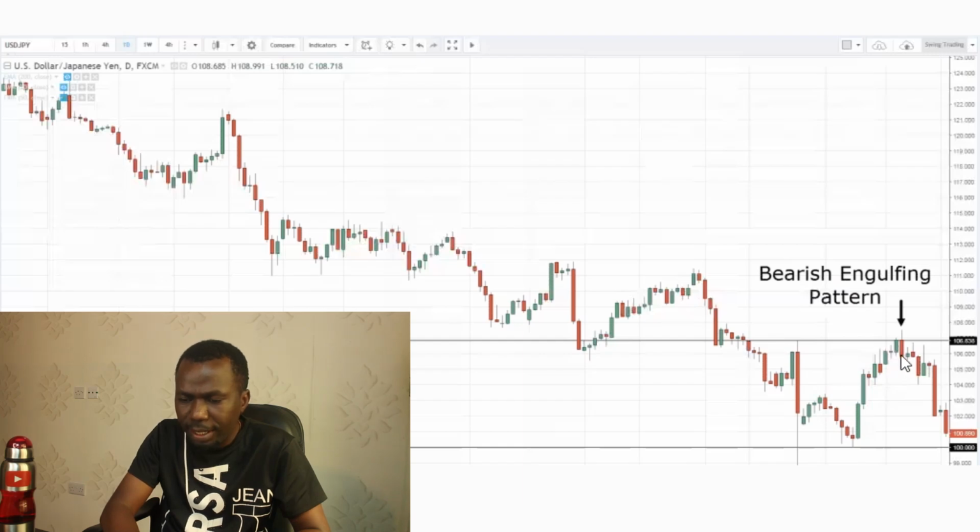So this is a strong selling momentum. What you will do is place a sell trade at the close of this red candle. Your stop loss will be above the resistance level, and then your take profit will be at the previous low, right? So this is how you trade using the bearish engulfing pattern.